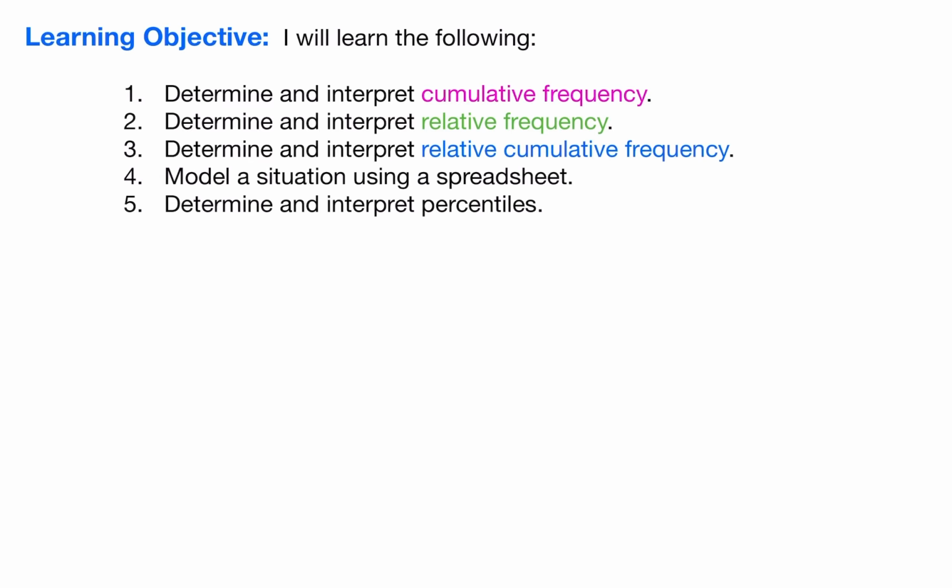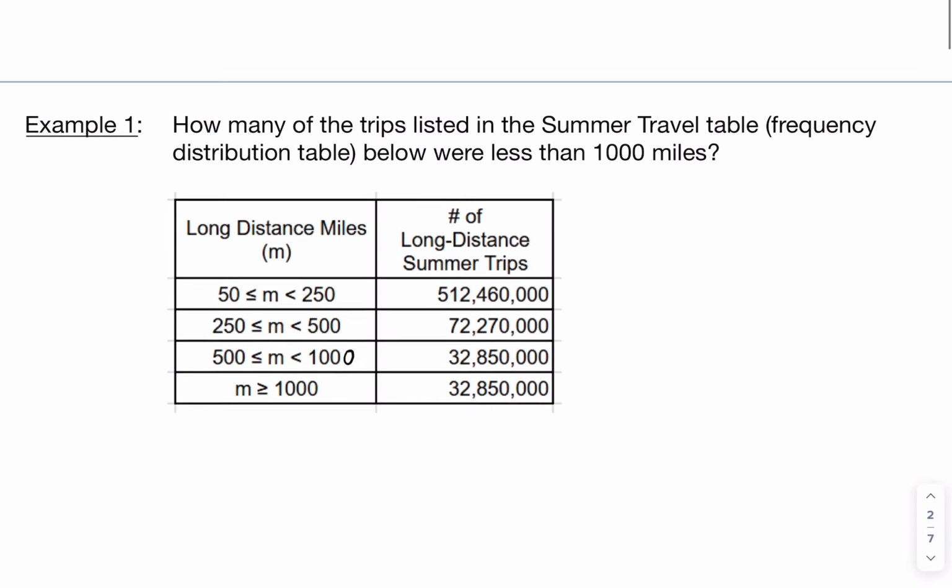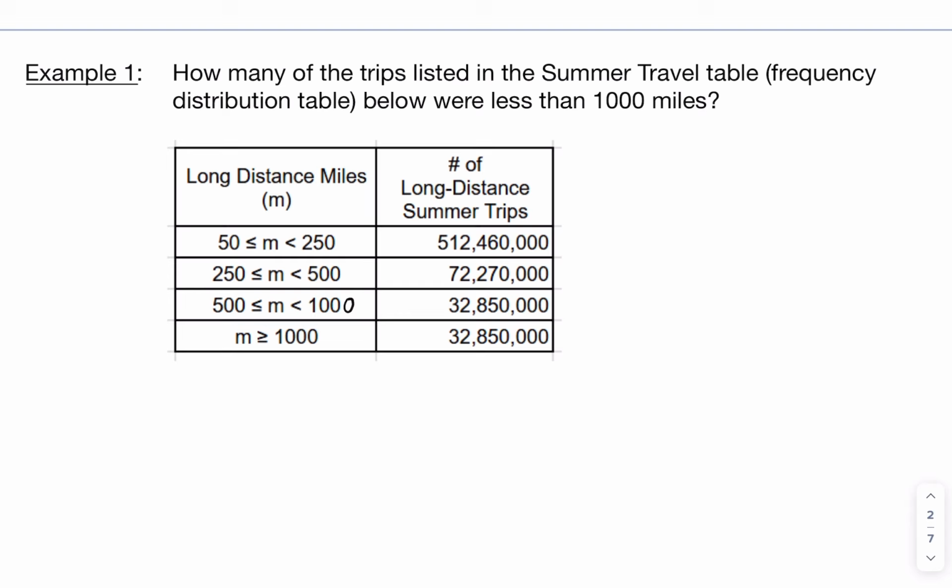Okay, so let's go ahead and get started with the first example. In this example, we are trying to determine how many of the trips listed in this table below were less than 1,000 miles. Okay, number of trips that were less than 1,000 miles.